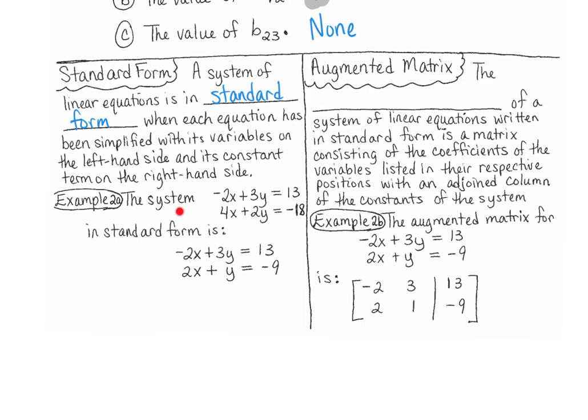Okay, so for example, given this system, negative 2x plus 3y equals 13, and 4x plus 2y equals negative 18. Is this in standard form as it is given? Yes. No. In standard form, what does it say? The variables are on the left, so that's a check, yes. The constants are on the right, that's a check, yes. So far so good, but what else?